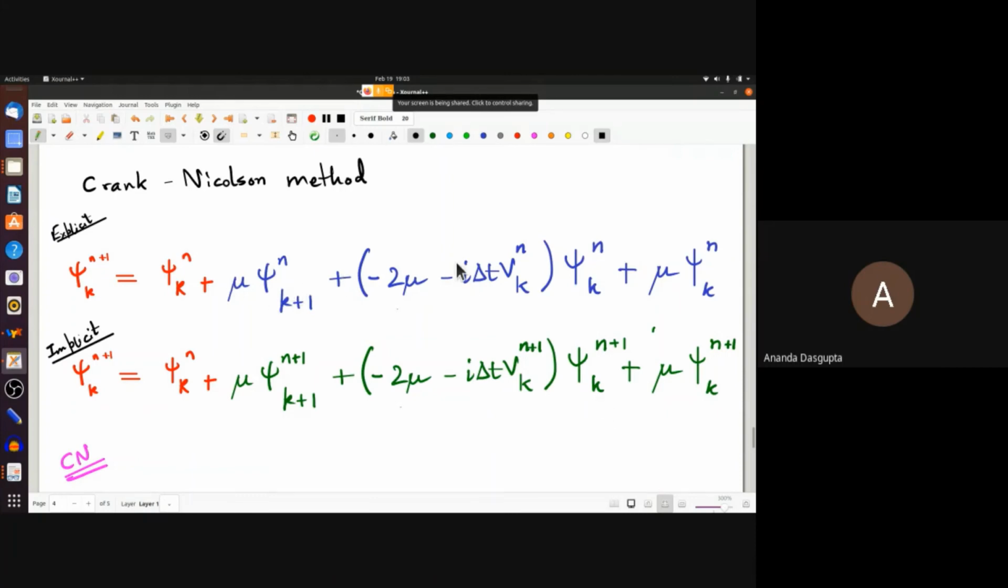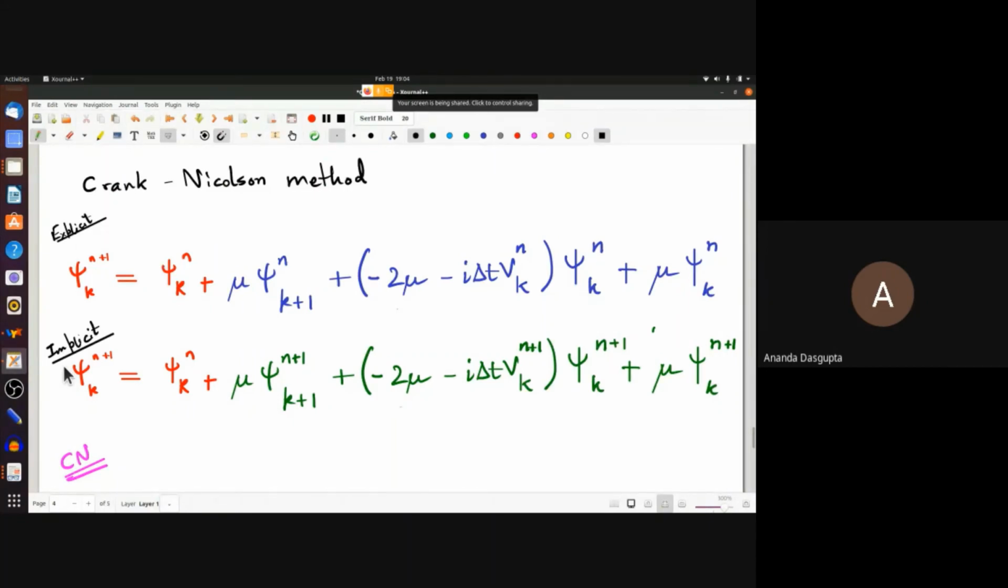The explicit formula, everything is n on this side, which means if you know psi k n, you can find out psi k n plus 1. The implicit one, everything is n plus 1 on this side apart from the psi k n, which means you have to bring everything to this side. You get a bunch of simultaneous equations in psi k n plus 1, solve it. The Crank-Nicholson simply hinges on this idea.